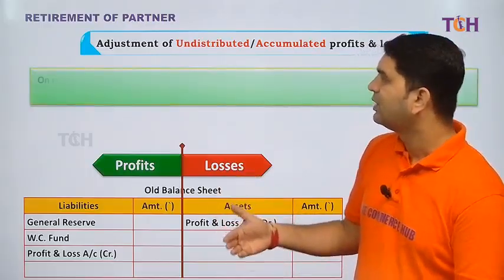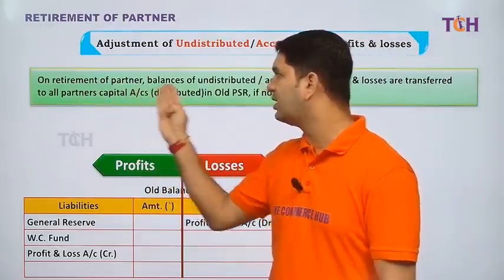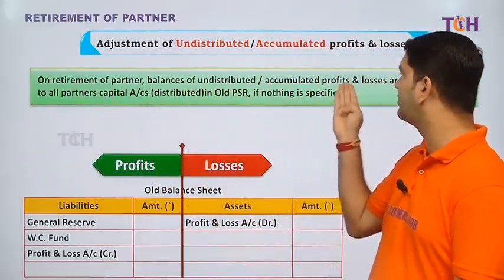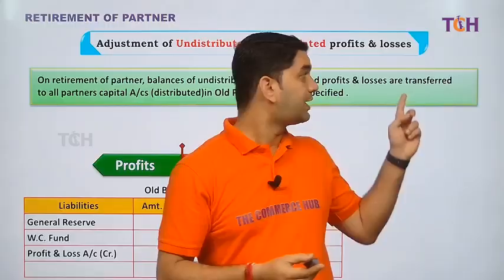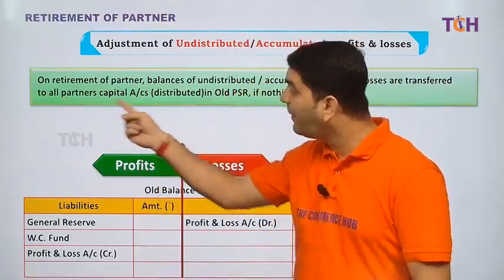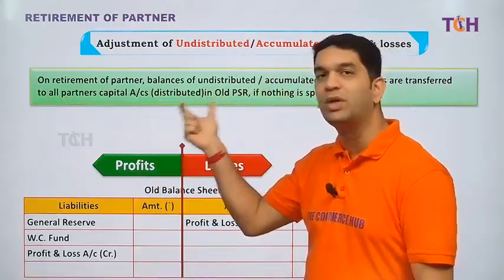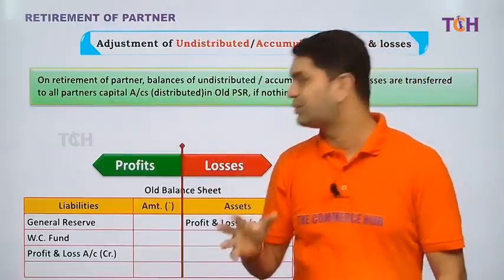There can be many. Okay, so let us understand: on retirement of a partner, balances of undistributed accumulated profits and losses are transferred to what? All partners' capital accounts, that is, distributed in the old profit sharing ratio.